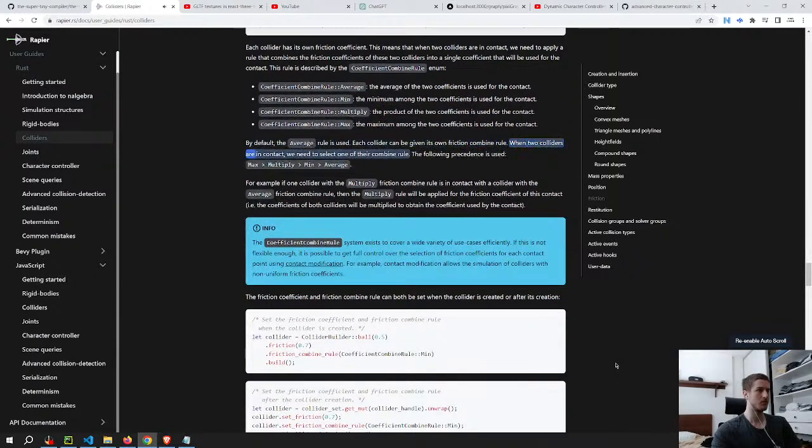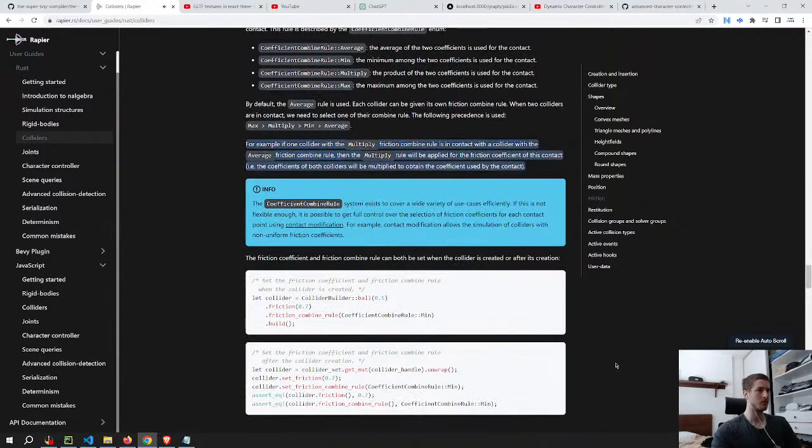Each collider can be given its own friction combine rule. When two colliders are in contact, we need to select one of the combine rules. The following precedence is used: Max > Multiply > Min > Average. For example, if one collider with a multiply friction combine rule is in contact with a collider with the average friction combine rule, then the multiply rule will be applied to the friction coefficient of this contact, i.e. the coefficients of both colliders will be multiplied to obtain the coefficient used by the contact.